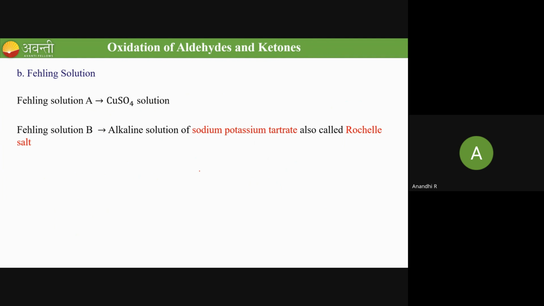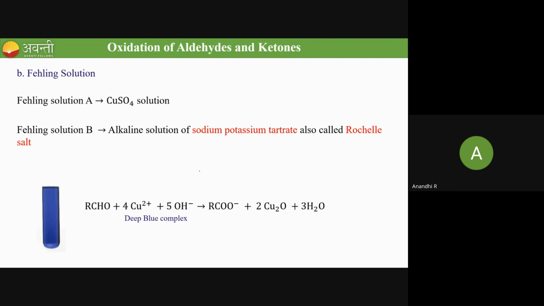That sodium potassium tartrate alkaline solution is also called Rochelle's salt. And we are going to mix these two solutions first. Okay, what are we going to do? We are going to mix these two solutions, Fehling solution A and Fehling solution B. They are now going to mix with each other.